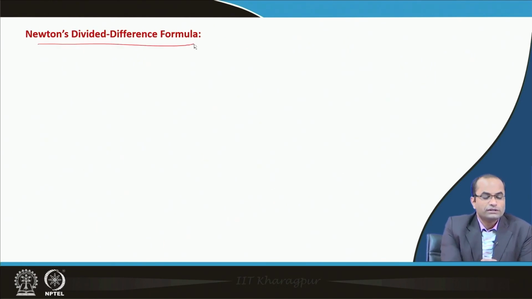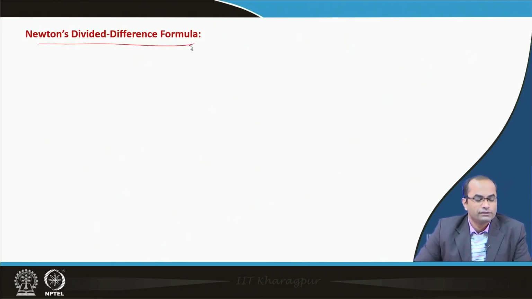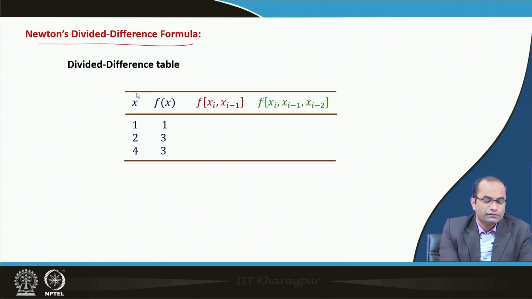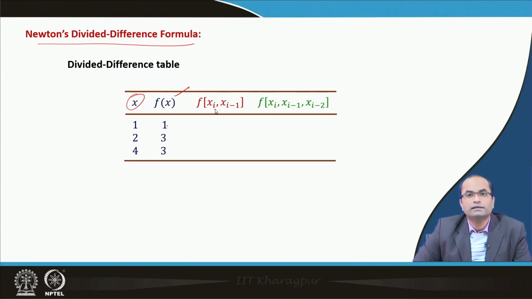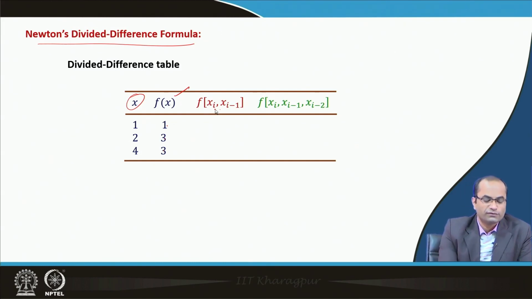Now, coming to the Newton's divided difference formula, we have to construct the difference table to use this formula. So, first we will get this divided difference table. We will write down in the first column x: 1, 2 and 4. In f(x) we have 1, 3 and 3, and then the first divided difference, how do we get it, is exactly similar to getting the finite differences which we were doing in Newton's forward and backward difference formula.